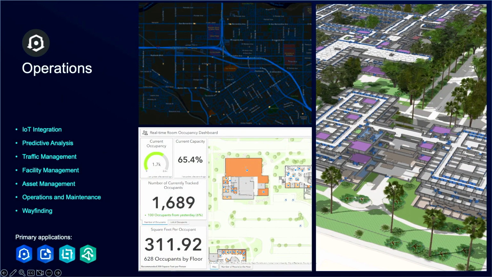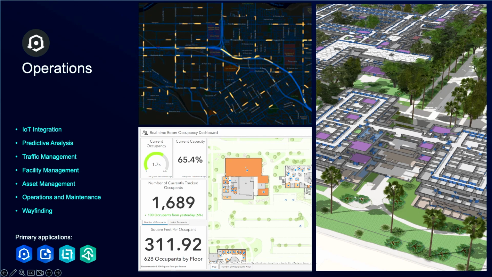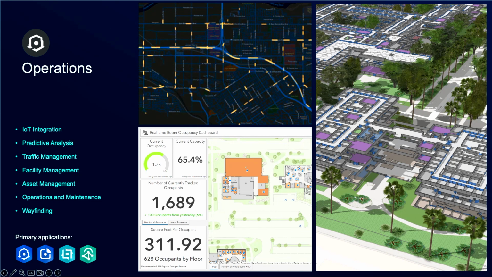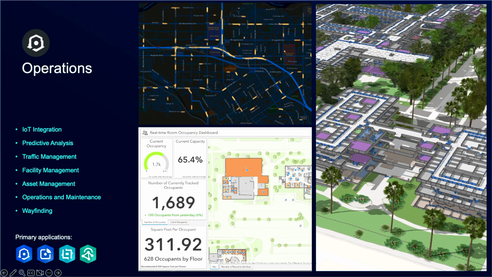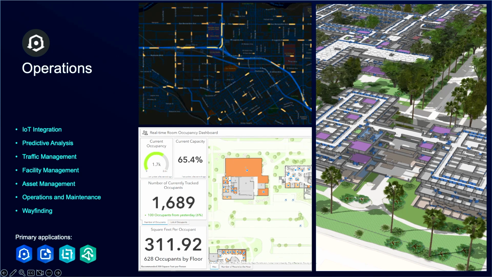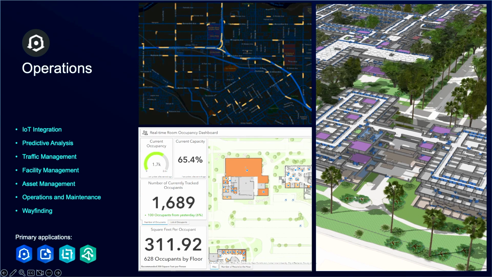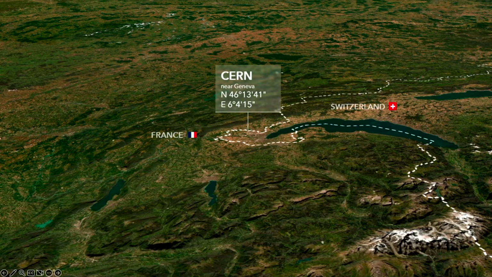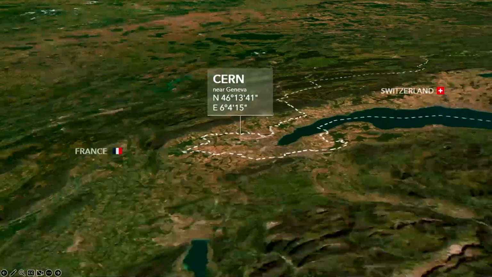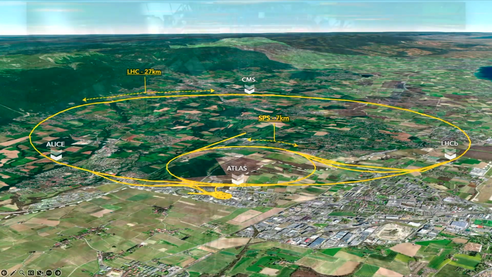And last but not least, maybe looking into operations, right? We talked about indoor navigation, asset tracking, management of spaces. Yeah, you see traffic management, facility management, asset management, operation maintenance, wayfinding. All this stuff can be done based on the information we receive from the BIM world, so we can use it in ArcGIS with all the tools to do these kind of things. And a nice example here is CERN. CERN is one of the most advanced customers using ArcGIS Indoors, and it's placed in Switzerland.